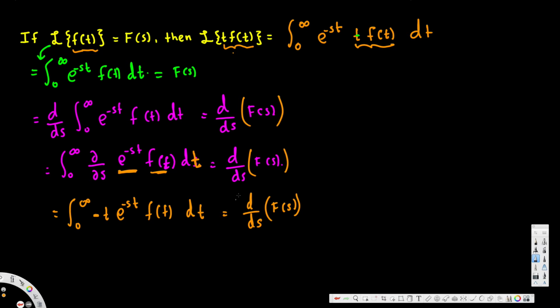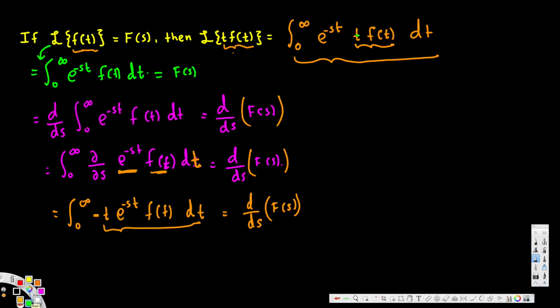Okay, so here you can see we have almost got this pattern. We had to have e power negative st. We are trying to find the Laplace transform of t f of t, that is e power negative st t f of t. Here we have almost the same thing until this. We just have to get rid of this negative.